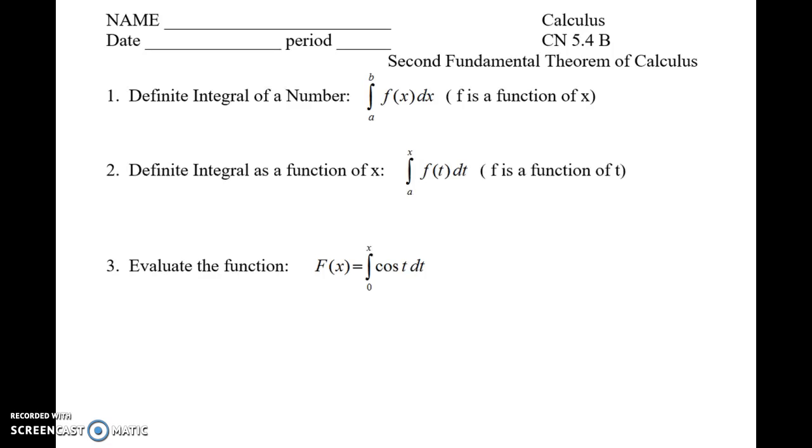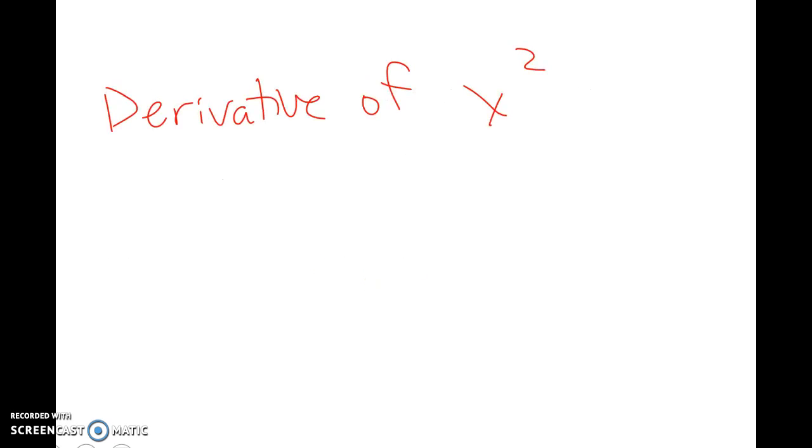In the last part of these notes, we're going to talk about the second fundamental theorem of calculus. So let's think about what the derivative of x squared is. Pretty simple, right? 2x. Now if I asked you to work backwards, what's the integral of 2x dx? That's finding the antiderivative. So adding 1 to the power, it's going to bring you back to x squared.